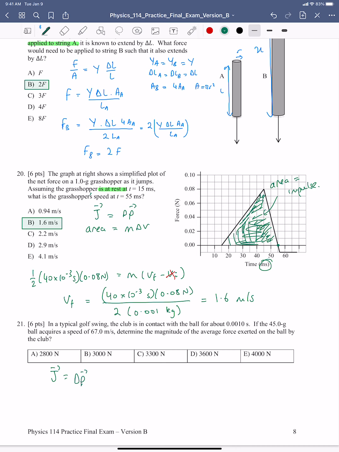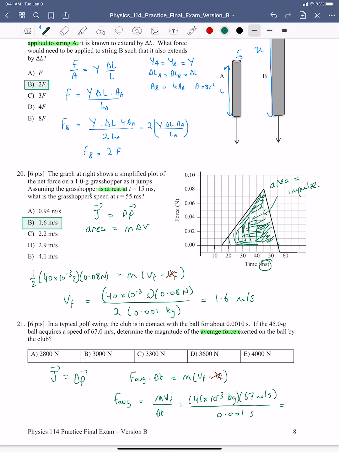So impulse equals delta P. Since it's asking about the average force, I'll describe the impulse here as F average delta t equals m times (vf minus vi). We'll assume that the golf ball is initially at rest. So we can solve for the average force as m vf divided by the time interval. So 45 times 10 to the minus 3, make sure you convert to kilograms, times the final speed in the correct SI units, and the time is in seconds, 0.001 seconds.